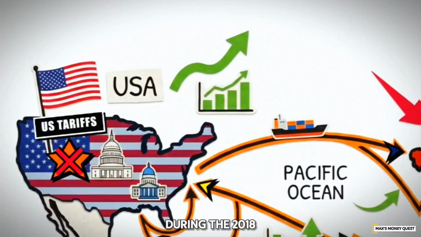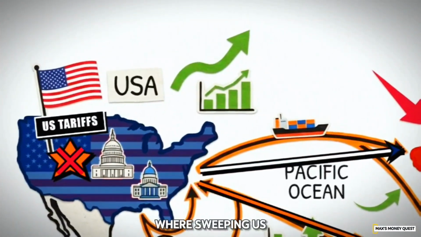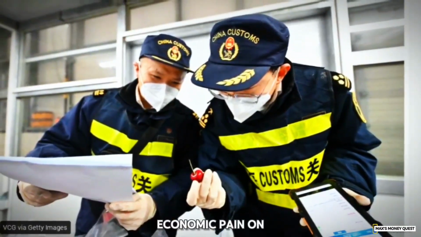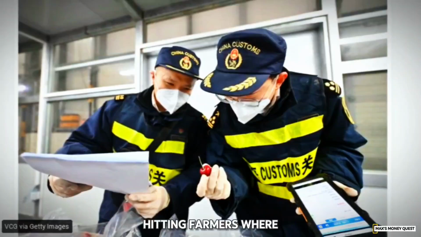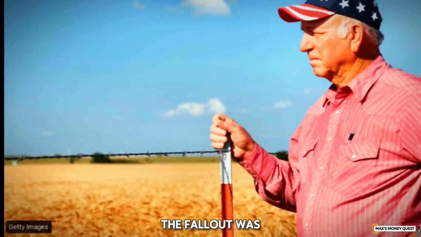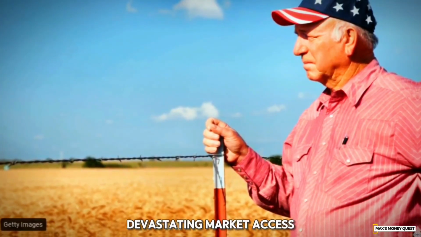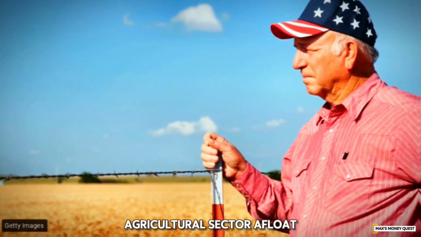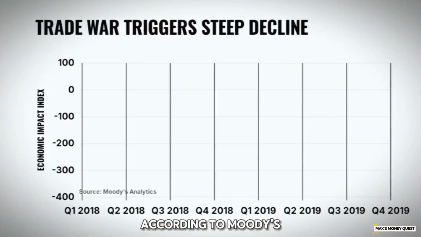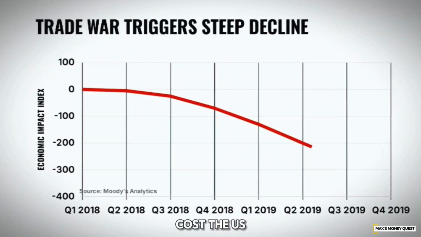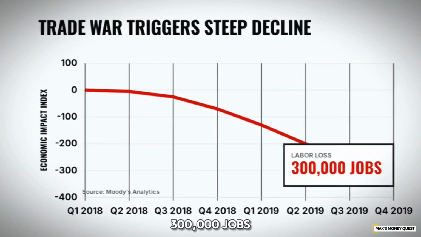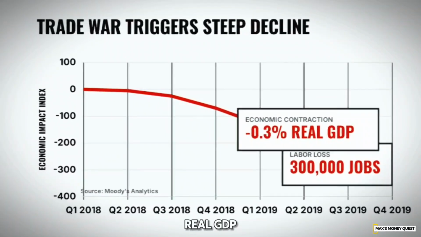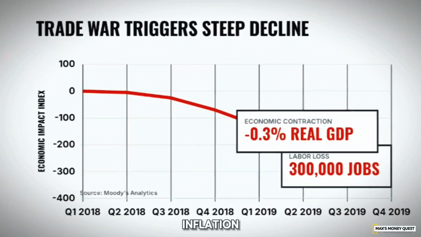We saw this during the 2018 U.S.-China trade conflict, where sweeping U.S. tariffs were met with immediate, aggressive countermeasures to inflict maximum economic pain on U.S. agricultural exports, hitting farmers where they were most vulnerable. The fallout was severe. American farmers faced devastating market access losses, eventually requiring multi-billion-dollar government bailouts to keep the agricultural sector afloat. According to Moody's Analytics, the trade war cost the U.S. economy an estimated 300,000 jobs and triggered a 0.3% reduction in real GDP as supply chains struggled with price inflation.